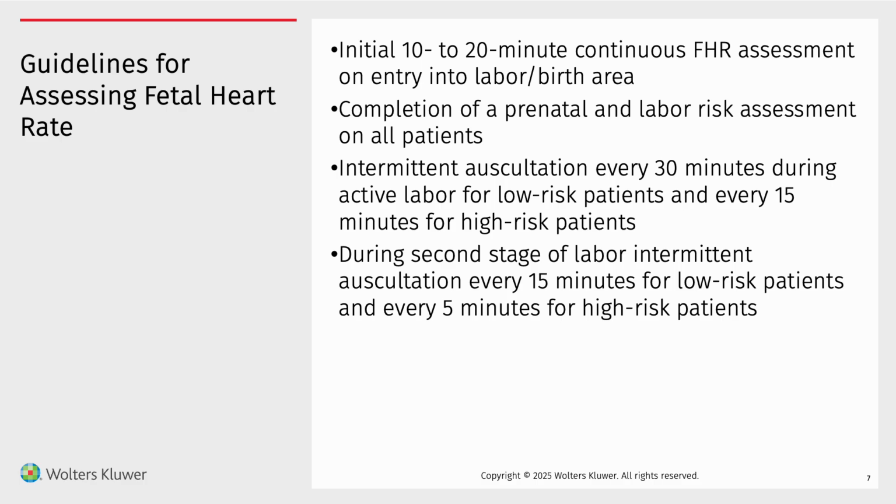For example, for low risk patients during active labor, intermittent auscultation every 30 minutes is generally considered safe and appropriate. However, for high risk patients, the interval shortens to every 15 minutes due to the increased chance of complications or fetal compromise. During the second stage of labor, when the fetus is descending and the mother is actively pushing, the fetal heart rate needs to be monitored more frequently.